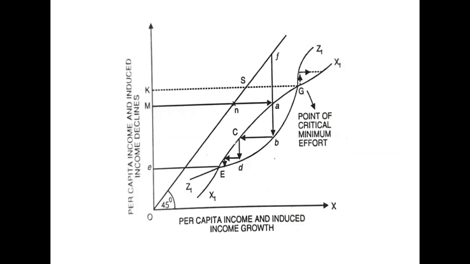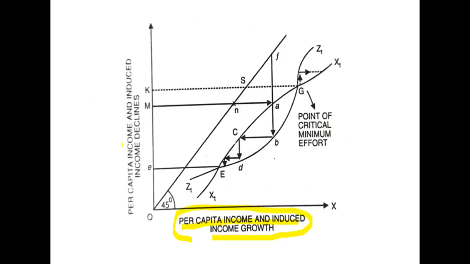Now let us look at the figure. This figure we will explain in each and every slide that will come after this. Looking at this figure, you see that along the x-axis we show the per capita income and induced income growth. These are shown along the horizontal axis, the x-axis. So the x-axis clearly shows per capita income and induced income growth.